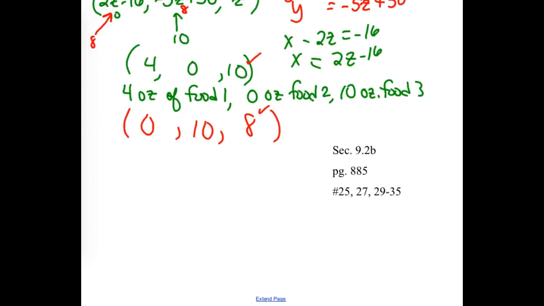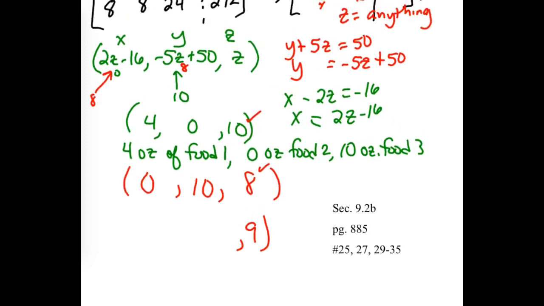So we have another option. We could put in 9 ounces for z. If I put a 9 in here for y, I get negative 45 plus 50, so I've got a 5. So 5 ounces of that second food. And if I put a 9 in here, I get 18 minus 16, or 2 ounces. So that's a third option that would work.